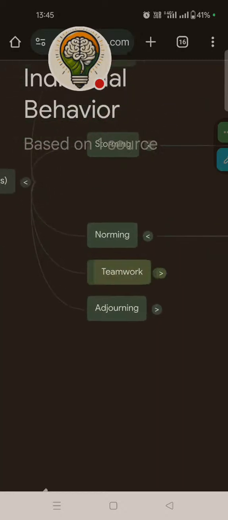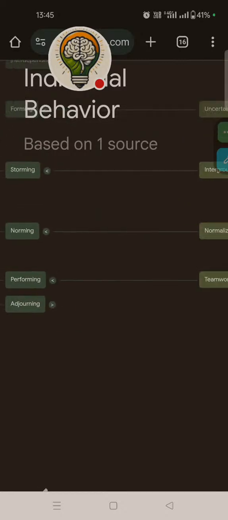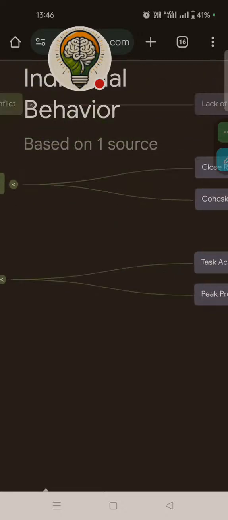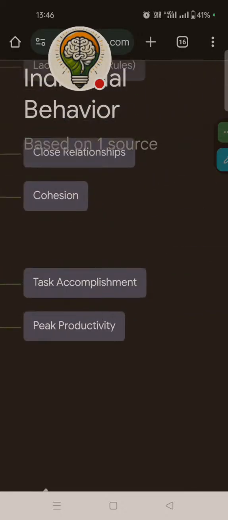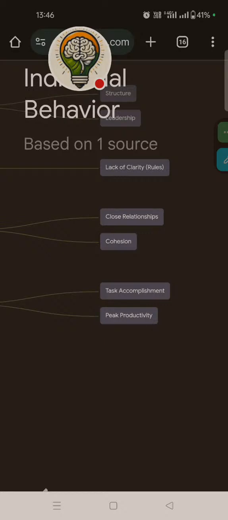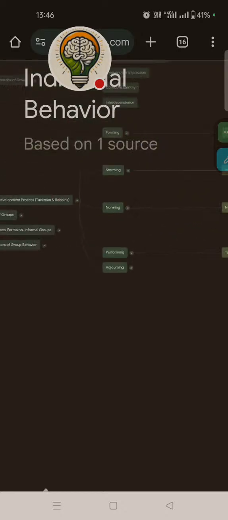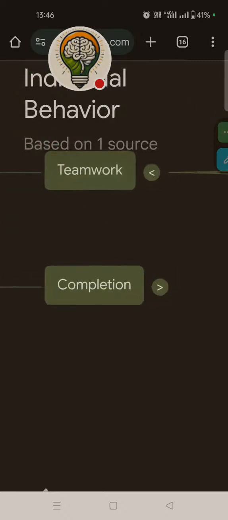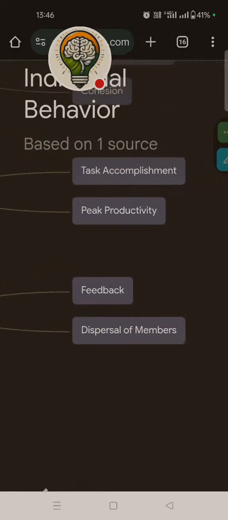Then comes the performing. After norming, after normalization, the team works and accomplishes the task, with peak productivity. Then comes adjourning, which means completion of the task. Then feedback is given and the members disperse.